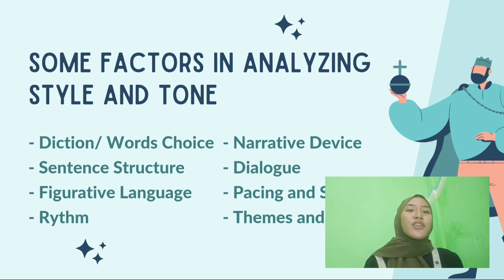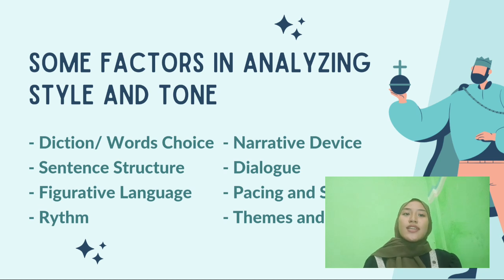The next is rhythm and sound. The rhythm and sound include rhyme, alliteration, and also assonance in literary works. The fifth is dialogue. From dialogue, we can reveal the character traits, relationships, and the cultural context of a literary work. The next is narrative device. So, what is narrative device? Narrative device is a technique used by writers to convey a story or information within a narrative. These devices can shape the structure, perspective, and style of a story, enhancing its effectiveness and impact on the reader.